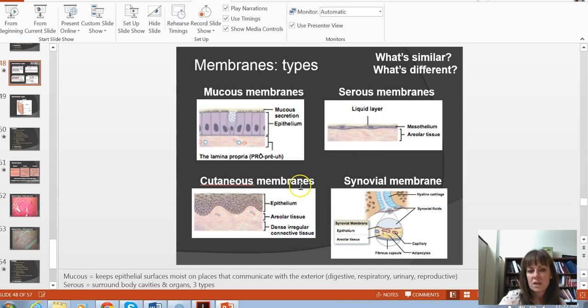Cutaneous membrane, this would be the air above your skin. This is the thick epithelium that has that waterproofing molecule. Then we've got areolar tissue, and underneath that dense irregular connective tissue that helps give your skin a lot of strength. And again, here's bone number 1, bone number 2. In between is a whole bunch of fluid. This membrane, the synovial membrane, secretes that fluid and keeps it at that joint location so it can be a cushion and a lubricant for the joint.